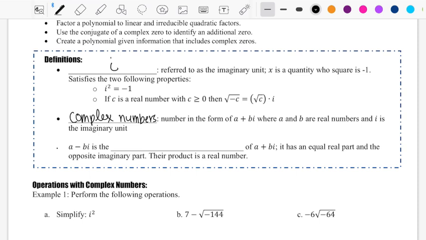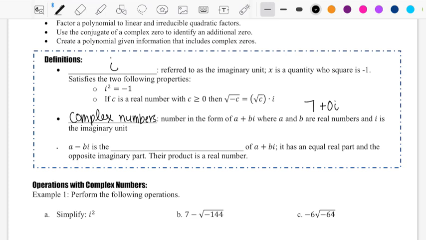However, I do need you to keep in mind that every number can be written as a complex number. For example, 7, you could just write as 7 plus 0i. It has 0 imaginary part, but that way it's in the complex format. Okay, so keep that in mind.